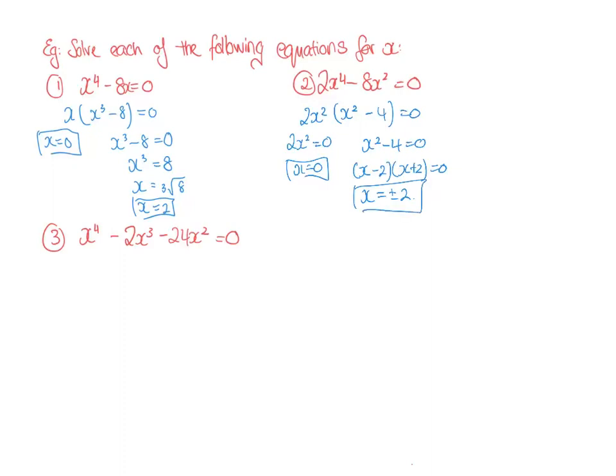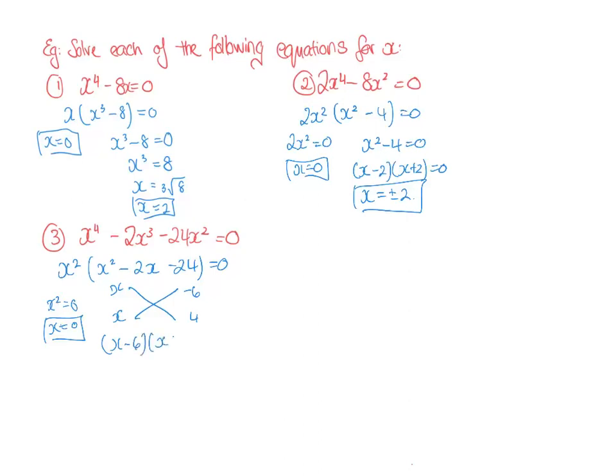And for this final one, we can see x squared is common, so take that out first. So we've got x squared equals 0, so x equals 0 for that one. And here we've got a quadratic now in the brackets, so we'll think of factors. It is 6 and 4, that will work. So we've got x minus 6, x plus 4 equals 0. So we get x equals 6 and x equals 4.